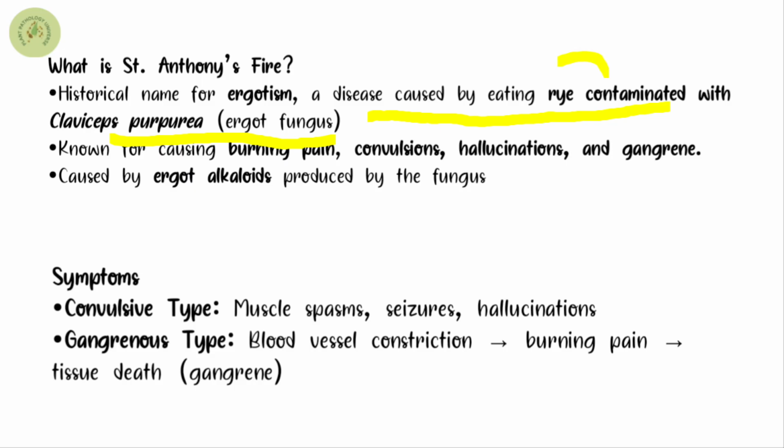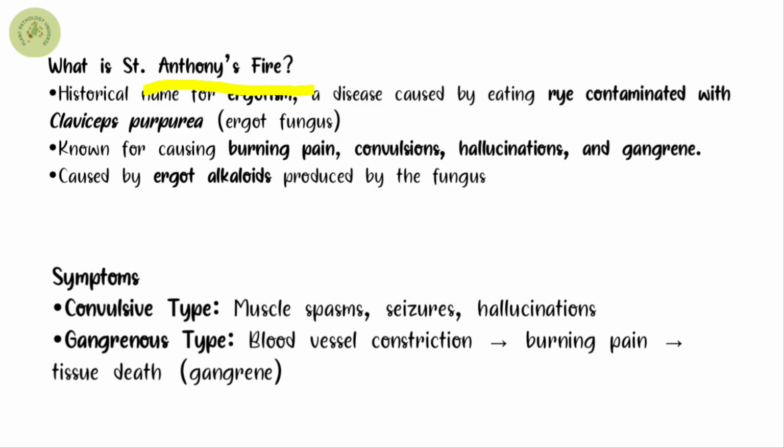So when people ate rye contaminated with these ergots, they got this disease known as ergotism. This ergotism disease is also known as St. Anthony's fire because people at that time believed that diseases were caused by spontaneous generation or by the wrath of God. So they worshipped the god Saint Anthony, and that's why they referred to it as Saint Anthony's fire, right?